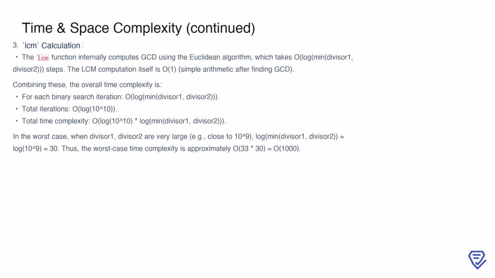In extreme cases, such as when divisor 1 and divisor 2 are very large, close to 10 to the power of 9, the logarithmic term log min divisor 1 divisor 2 approaches log 10 to the power of 9, which is approximately 30. Combining this with the 33 iterations from binary search, the worst-case time complexity overall is roughly 1000.